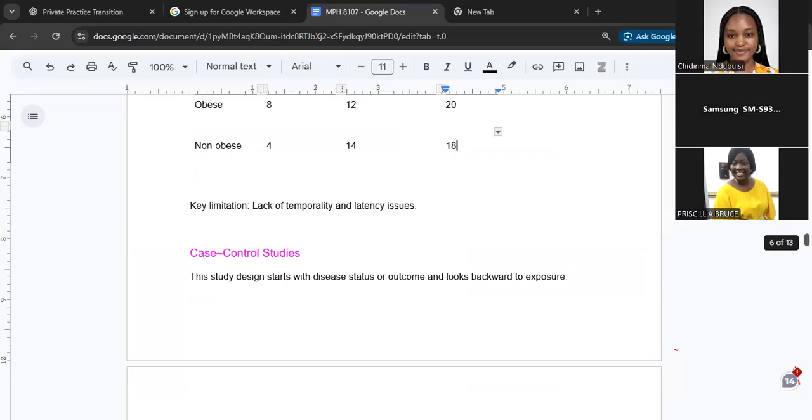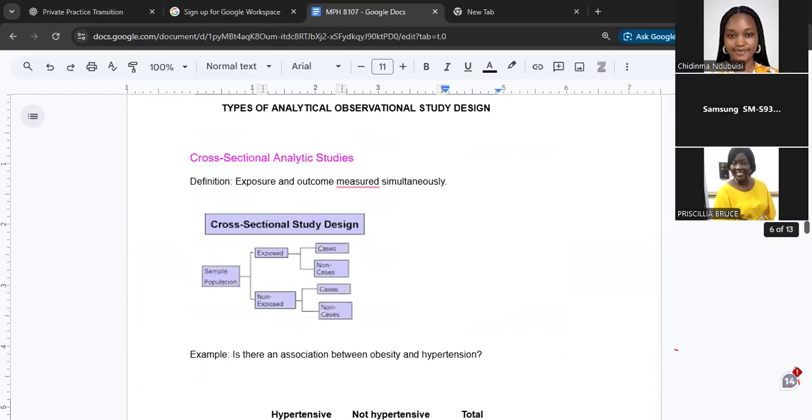For the cross-sectional analytical study, we are measuring the two of them. We are taking everybody, whether you have the risk factor or you are not yet exposed to the risk factor, whether you have already developed the disease or you have not developed the disease. We are taking everybody. And then we look and see, is the disease more in people that have the exposure versus those who don't have the exposure? That's what's happening in cross-sectional.